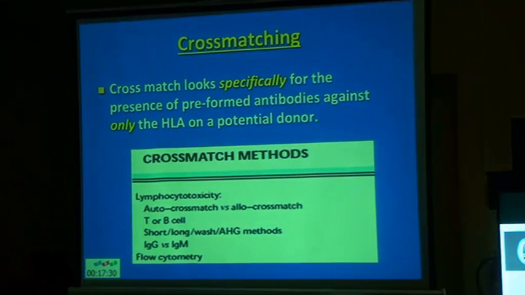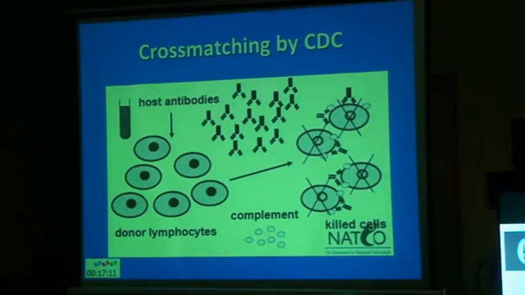Cross-matching. Cross-match looks specifically for the presence of preformed antibodies against only the HLA on a potential donor. The cross-match methods are either lymphocytotoxicity, or CDC, or the more sensitive technique, flow cytometry.